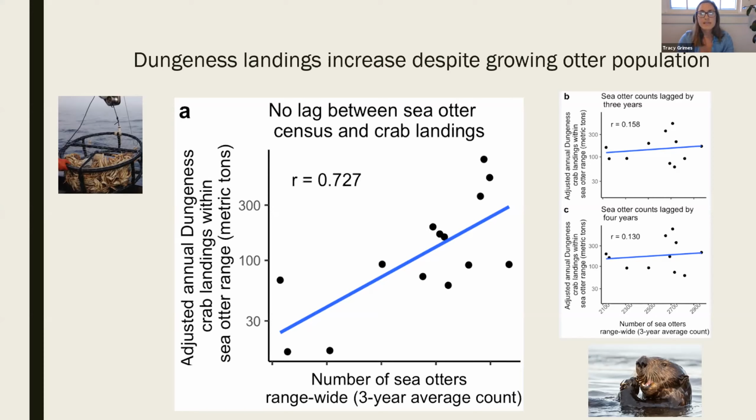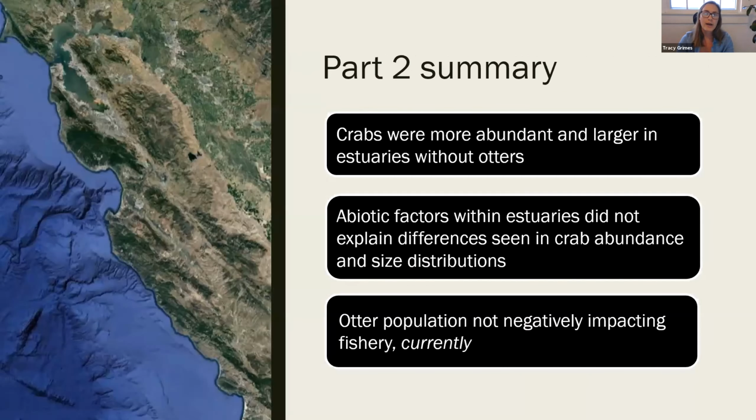So to summarize this, we saw that crabs were more abundant and larger in those estuaries without otters. The second one I actually didn't show in this presentation, but we did look at some abiotic factors such as sea surface temperature, upwelling, salinity, different things that would impact crabs' recruitment and survival and growth. And there were some influences, but we really didn't see anything that explained the kind of obvious differences between the estuaries quite as otter presence did.